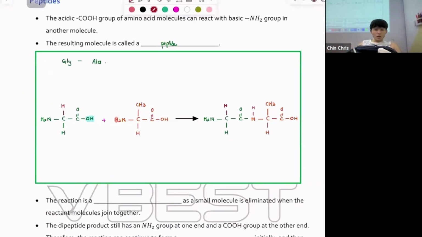Alright, guys, the resulting molecule, we call it a Gly-Ala. Okay, a glycine and an alanine. Do you see a peptide linkage here? Yep, I'm done.